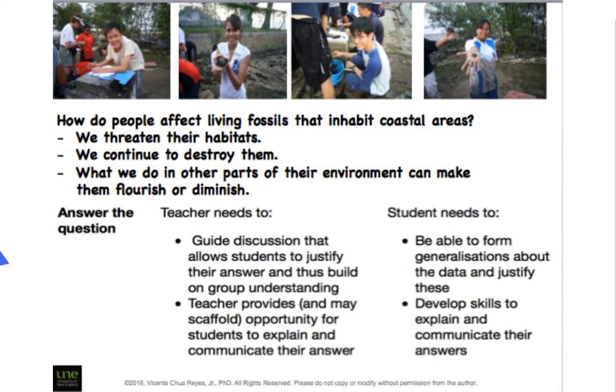Then I move on to answering the question. So how do people affect living fossils that inhabit coastal areas? This was the main contributing question that I had. And these are the answers that they should be able to come up with. We threaten their habitats. We continue to destroy them. What we do in other parts of their environment can make them flourish or diminish. So that's the answering the question stage of the cognitive inquiry sequence.